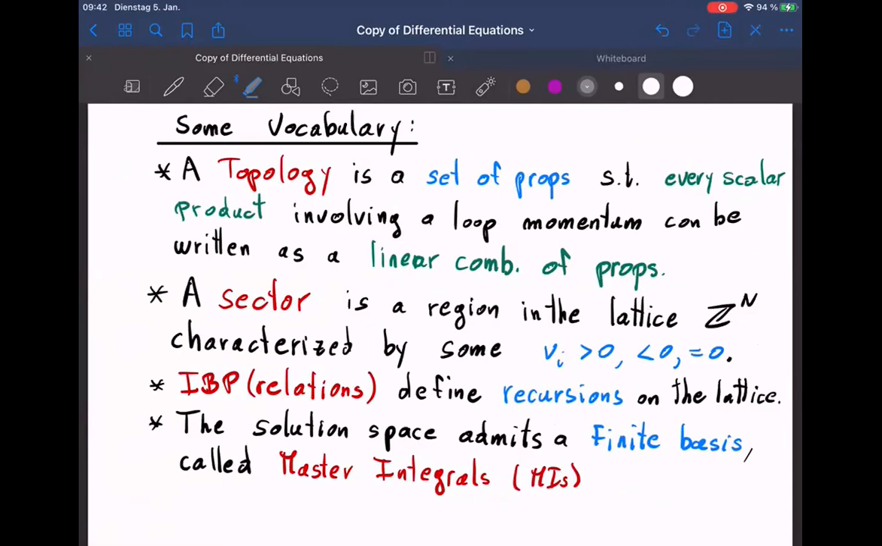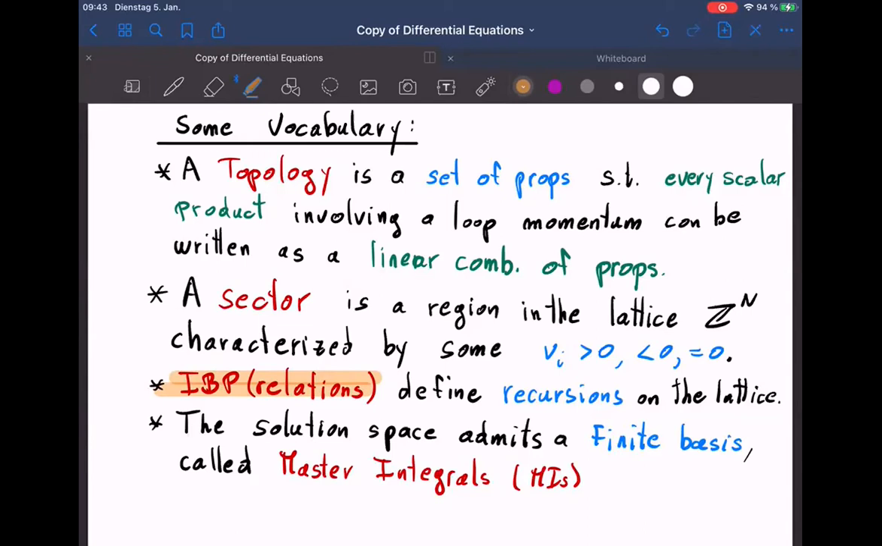So before we go on, let's formalize this with some vocabulary, because if you read papers on loop computations, you often see this vocabulary that comes from what are called integration by parts relations. So integration by parts relations we just discussed, IBP relations. This is the idea that integrals of total derivatives vanish. It's called integration by parts because it's really like integration by parts, except that the boundary term is 0.